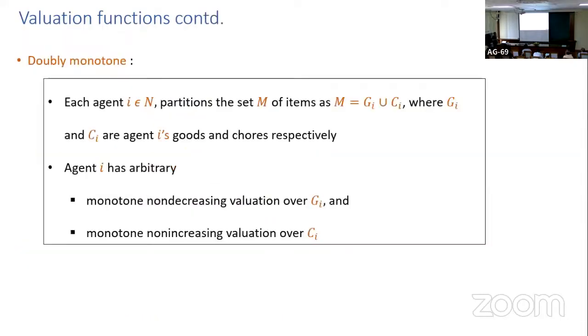Okay. There is something called a doubly monotone valuation, where each agent i partitions the set M of items into two sets, G_i and C_i, where G_i is the set of goods for it and C_i is the set of chores for it. And agent i has an arbitrary monotone non-decreasing valuation over its goods and an arbitrary monotone non-increasing valuation over its chores.